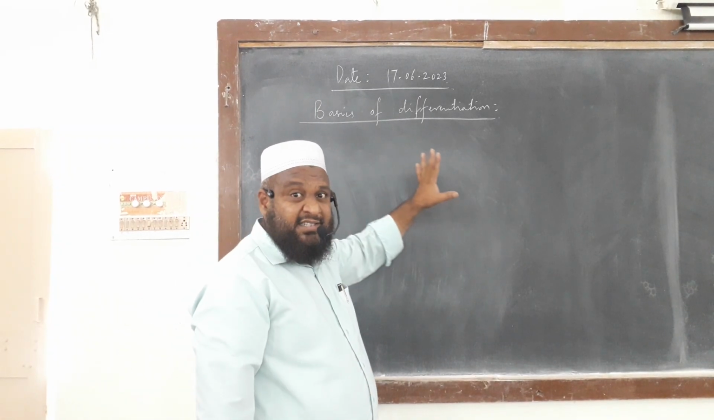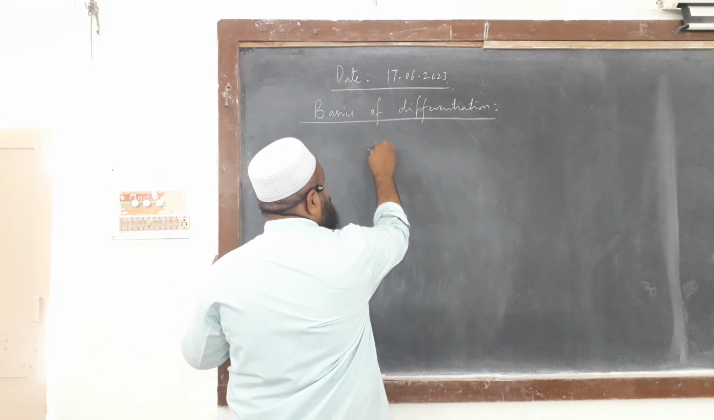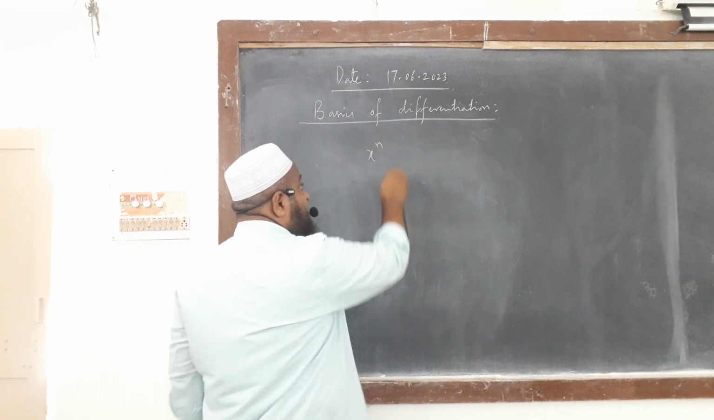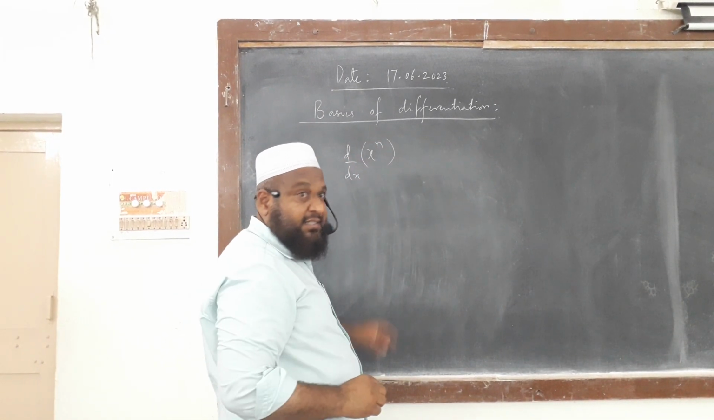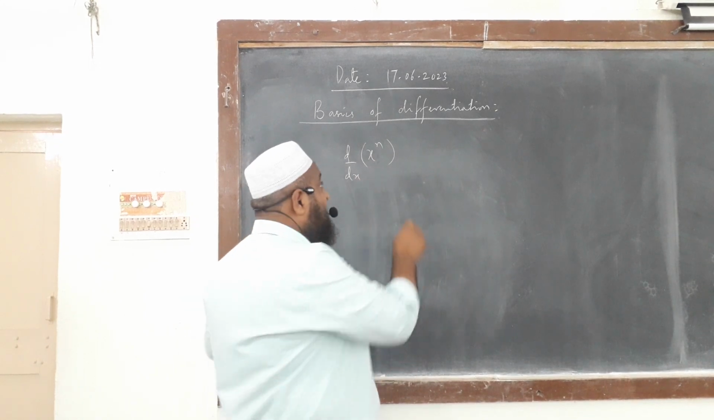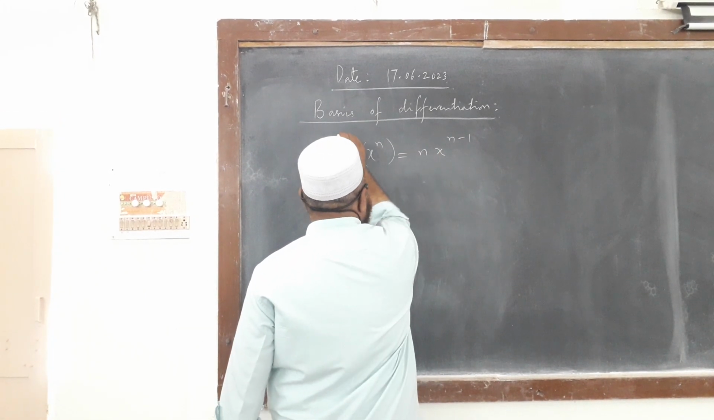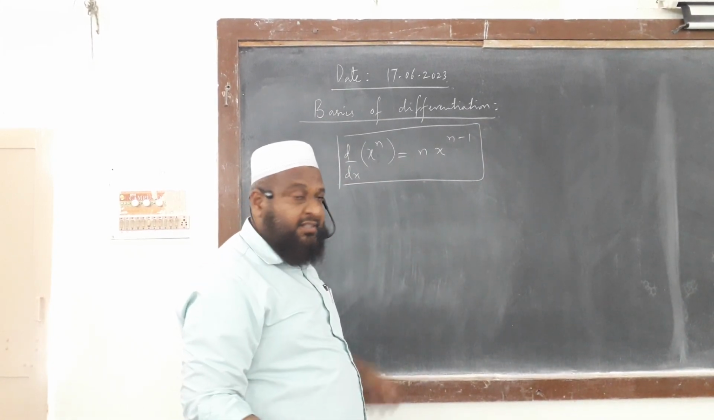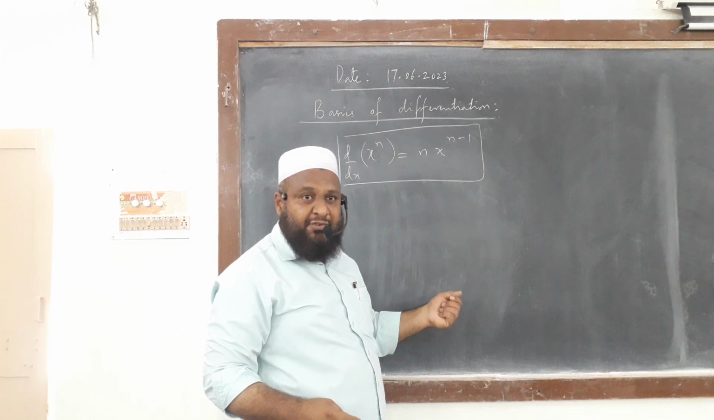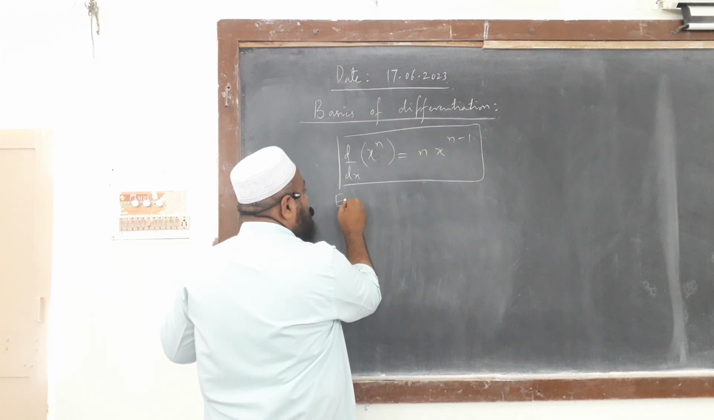Let us discuss the basics of differentiation. If x to the power of n is the function and we are finding the derivative of this with respect to x, same variable here, then it is n into x to the power of n minus 1. For a different function, different derivatives will appear. This is the most repeatedly used formula at a very basic level. Let us work out with some examples.